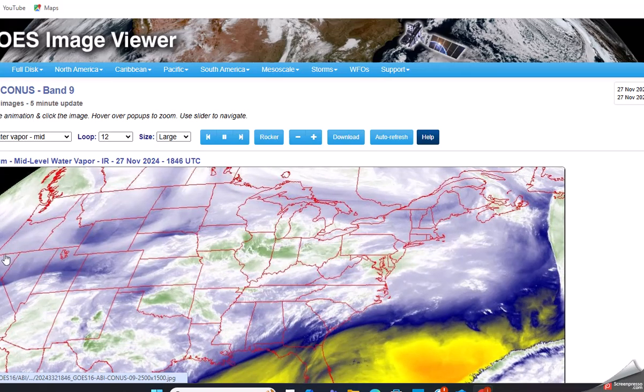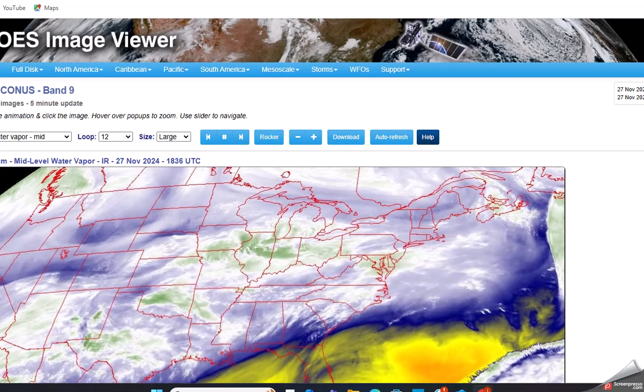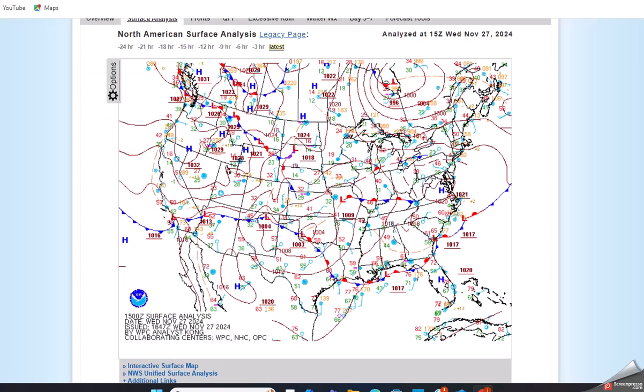And notice this. You can actually see rotation here, and something seems to be dropping to the south here as well. That gives me an idea that out west there's a trough of low pressure somewhere out in here. Just ballparking, looking at things just from a satellite perspective. So let's go on now and look at a surface map.